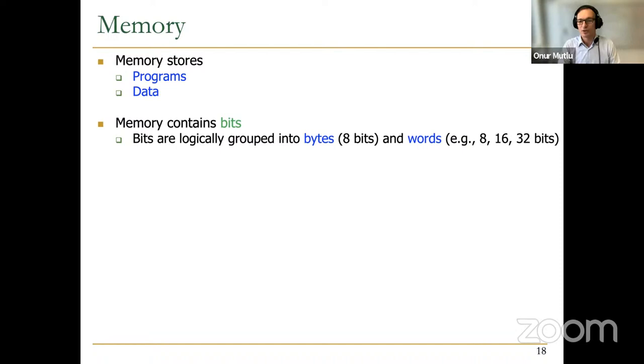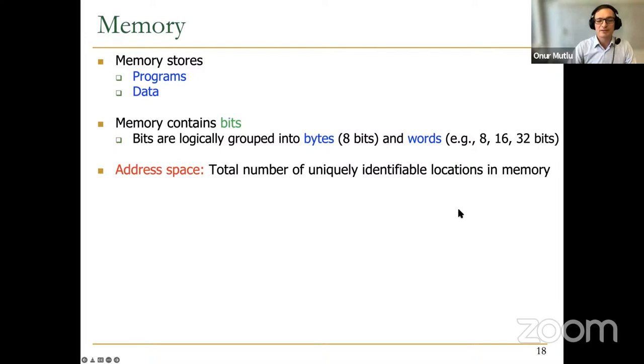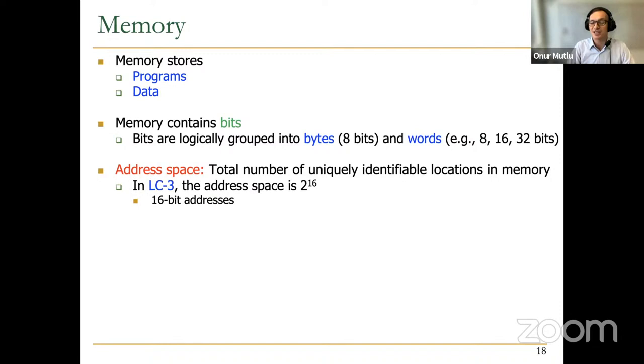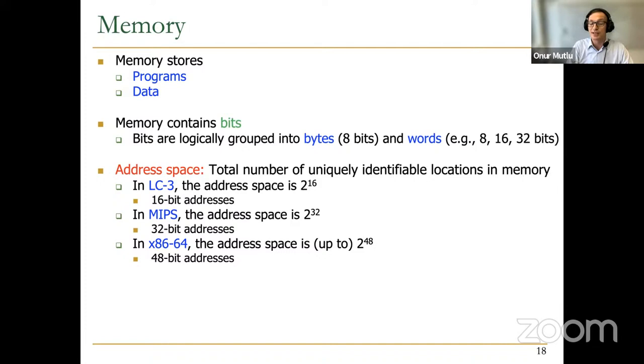Okay, so we've seen these definitions before when we talked about memory in lecture 6, but address space is the total number of uniquely identifiable locations in memory. And in LC3, the address space is 2^16. Basically, you have 2^16 locations. You have 16-bit addresses as a result, because in order to address 2^16 locations, you need to have 16-bit addresses. And remember, this is a decoder, right? It's a 16 to 2^16 decoder. In MIPS, the address space is 2^32. In more modern computers like x86-64, the address space is up to 2^48. So you can have 48-bit addresses. So you can see that this is becoming larger and larger, and it's becoming even larger today, actually.